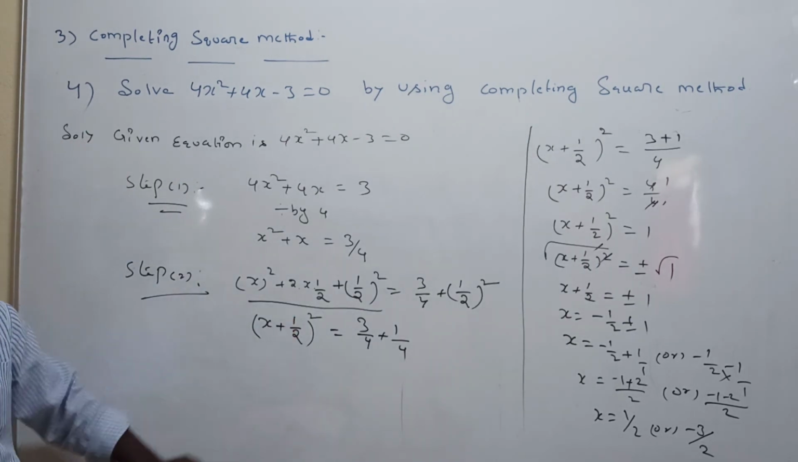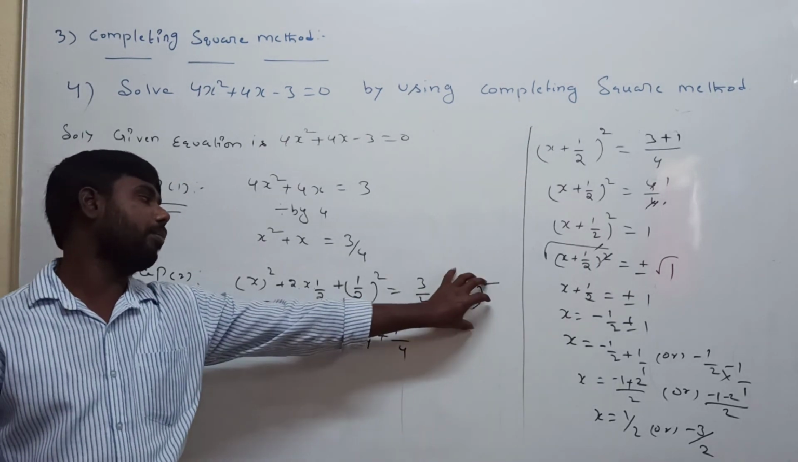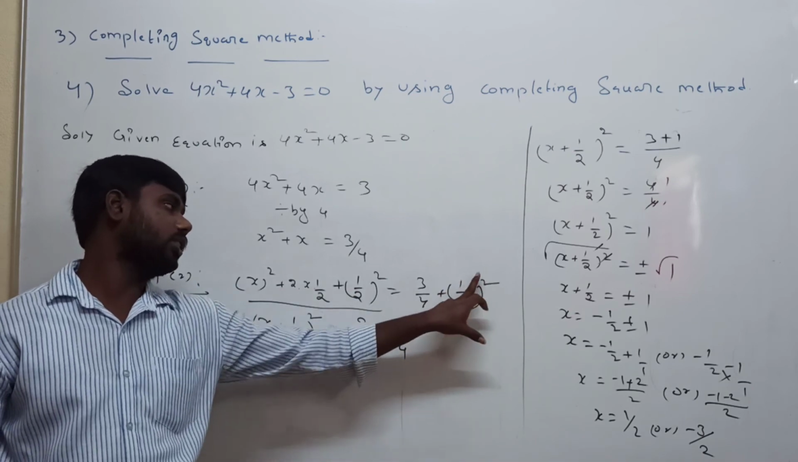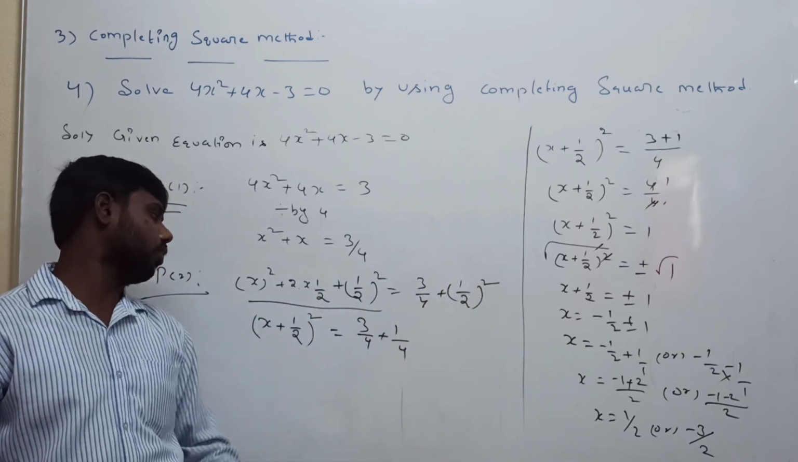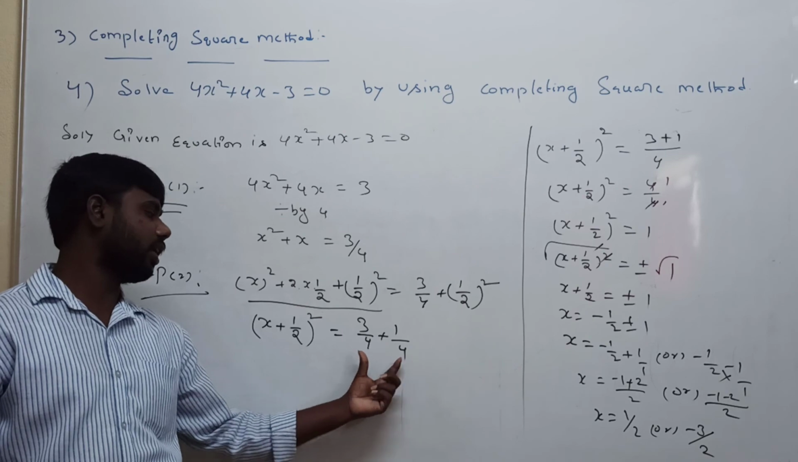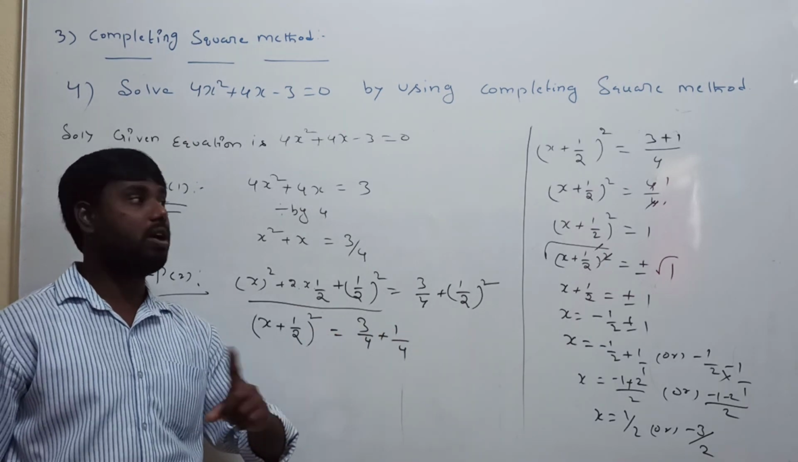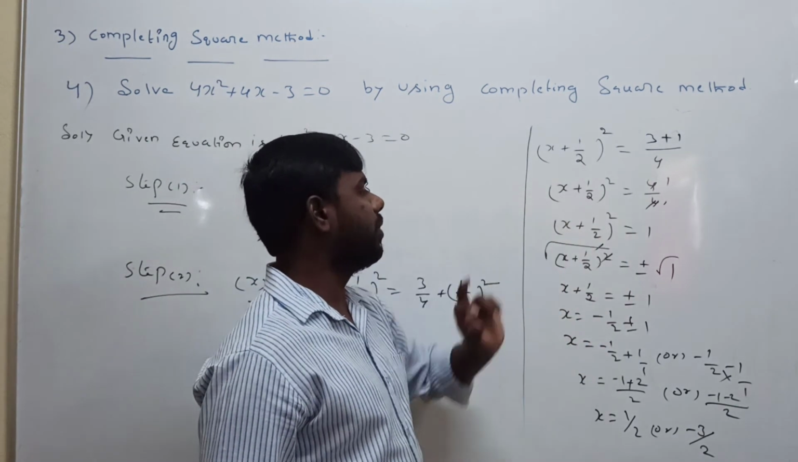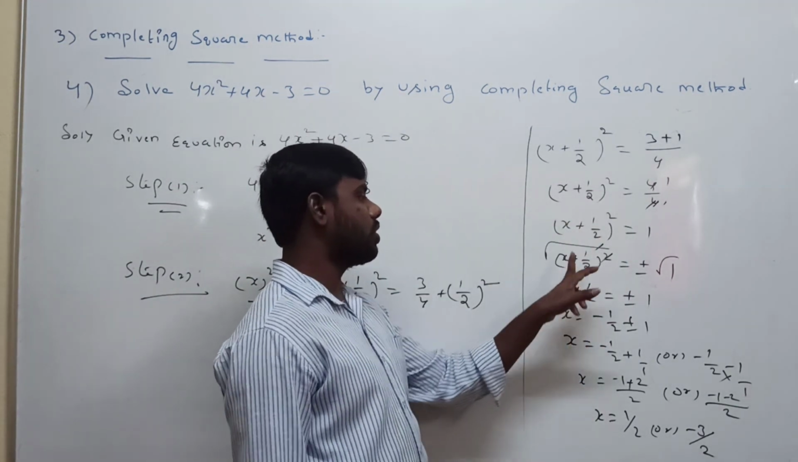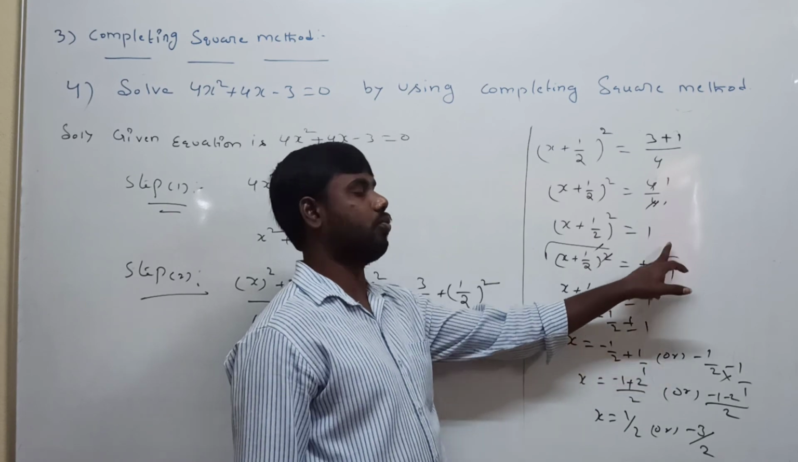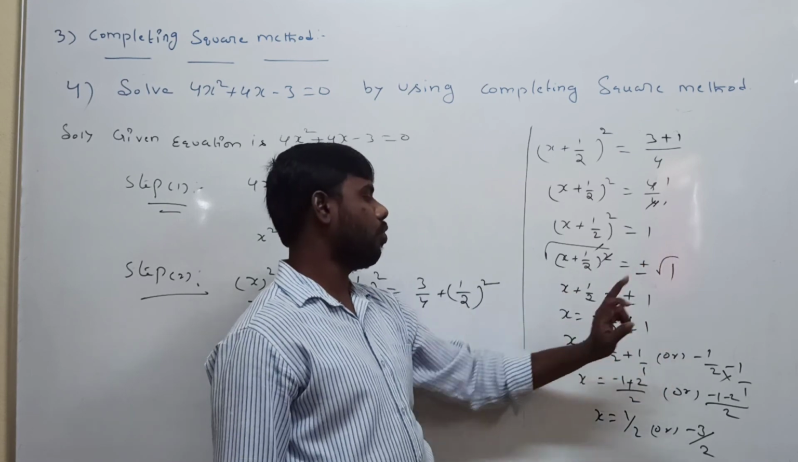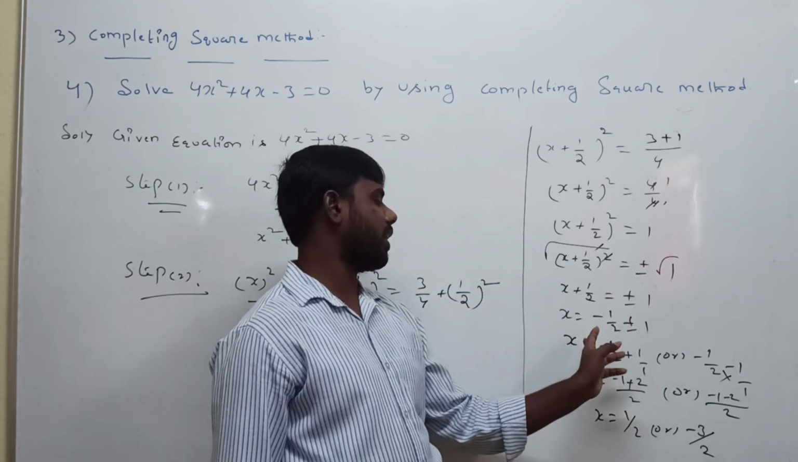So x plus 1 by 2 whole square is equal to 3 by 4 plus 1 by 4. 1 square value is 1, 2 square value is 4. Now simplify the right hand side value. Both denominators are same, 4. 3 plus 1 is 4, 4 by 4 is 1. We eliminate the square by taking square root on both sides. The square root gets cancelled, plus or minus root 1. Root 1 value should be 1 only. So x plus 1 by 2 equals plus or minus 1.